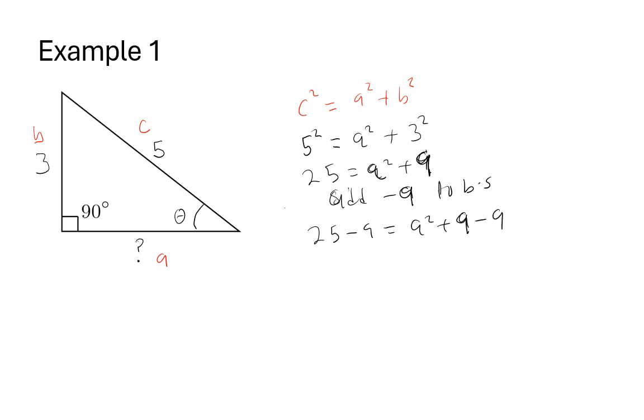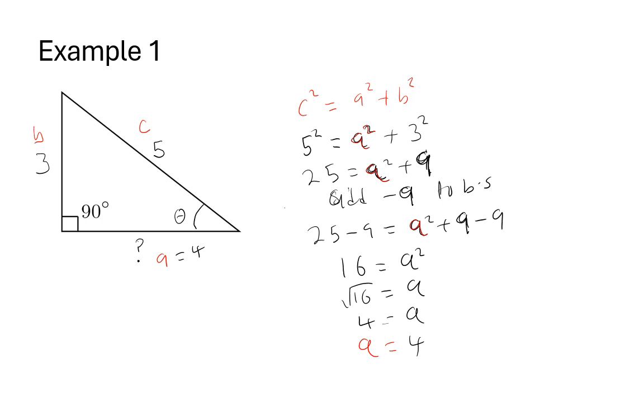Sorry, my A looks like the 9. Let me write it in red to separate it from the other one. So here we have 25 minus 9, this is 16, equal to A square. And since A is a length, if we take the square root, it will just be root 16 without the plus or minus, since length can't be negative. The square root of 16 is 4, so A is equal to 4. This side is equal to 4.